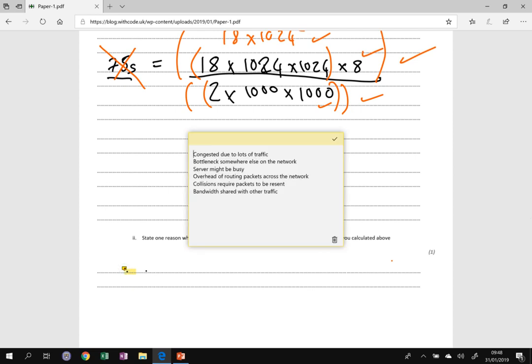So first of all, the network could be congested due to lots of traffic. Think driving during rush hour, it takes a lot longer because there's more traffic. It's the same on a network.